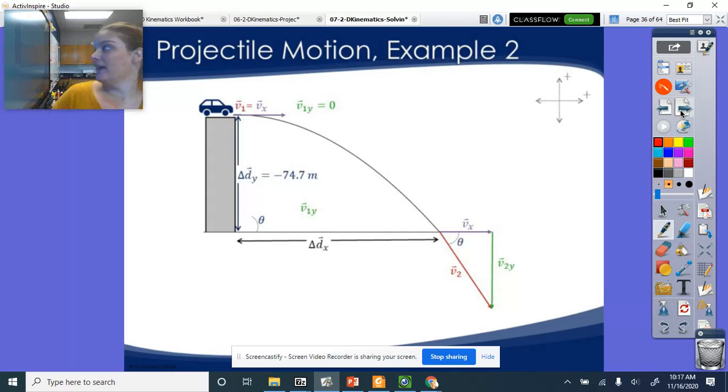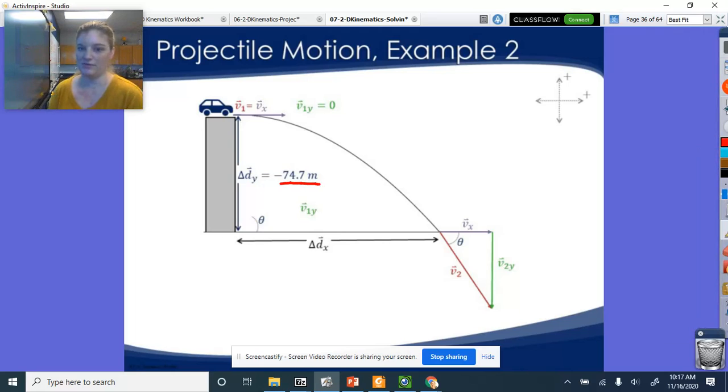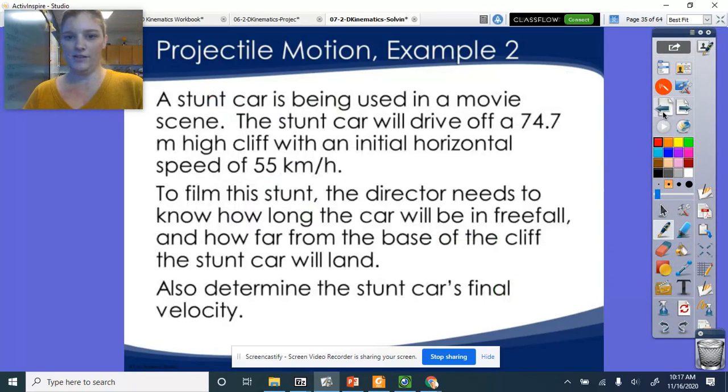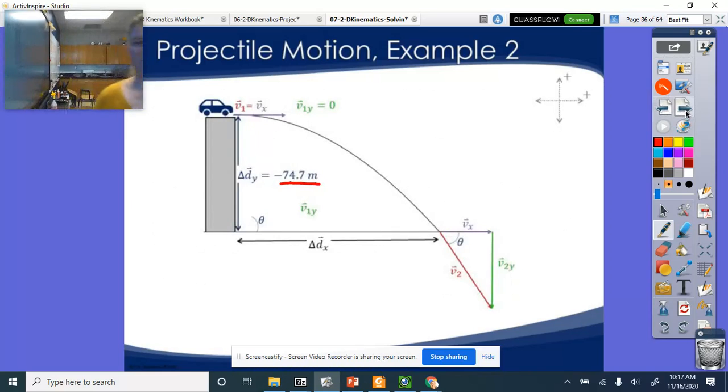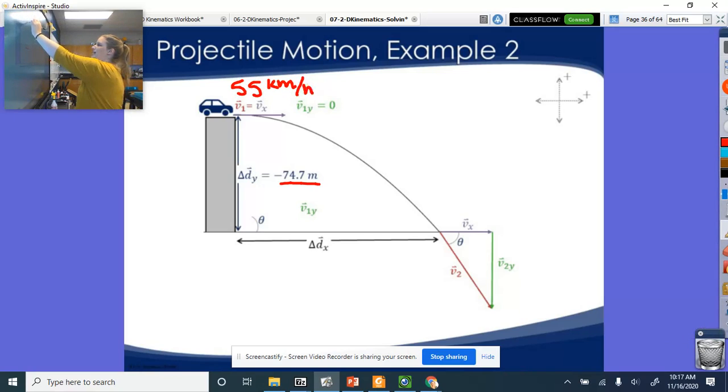We know that it's going to be falling 74.7 meters because that's how high our cliff is that we're driving off of. Our initial velocity, they said, was 55 kilometers per hour. Which I'm already noticing a problem. I don't want it in kilometers per hour. So that number is going to have to change into meters per second.